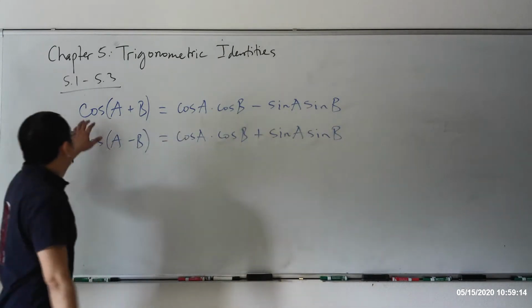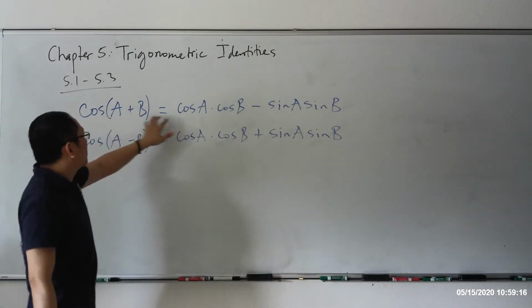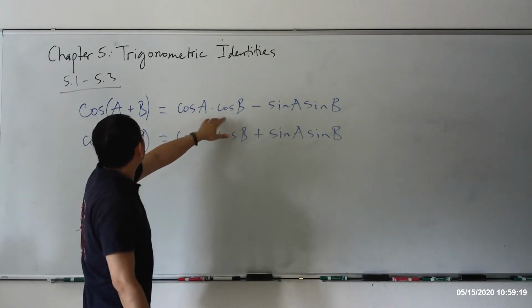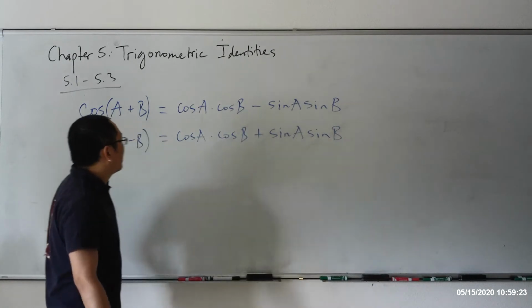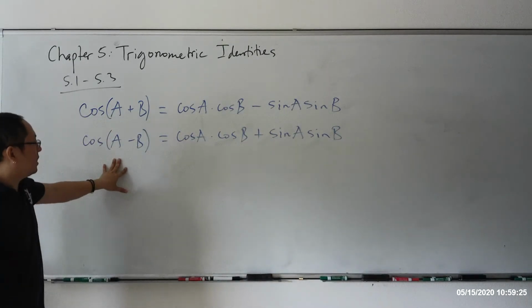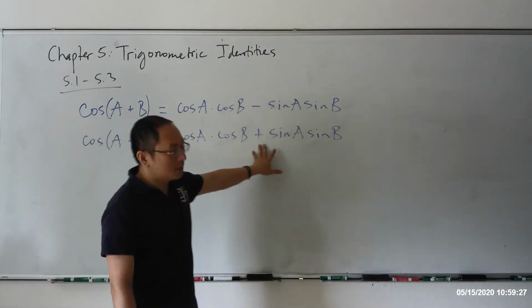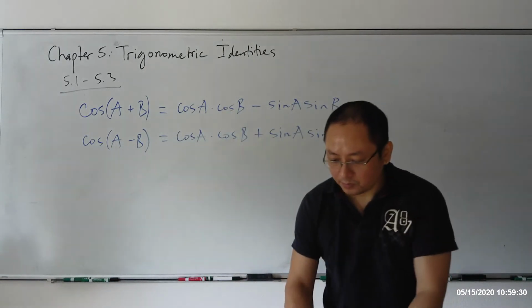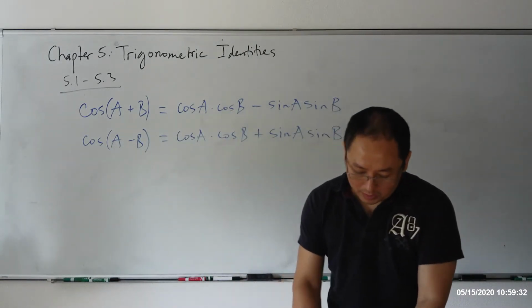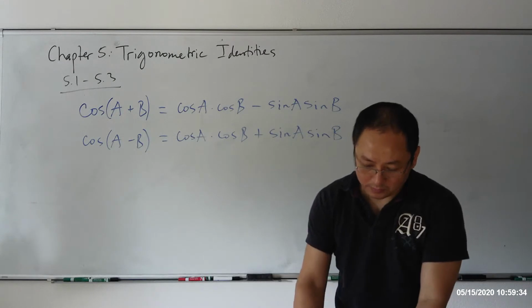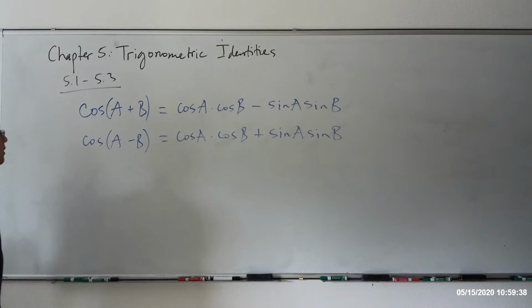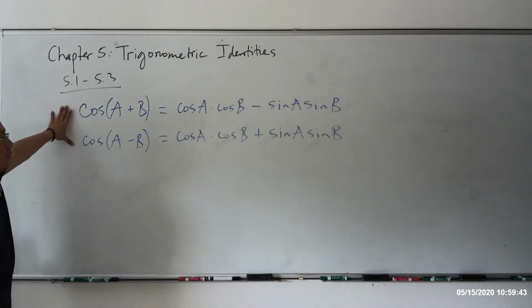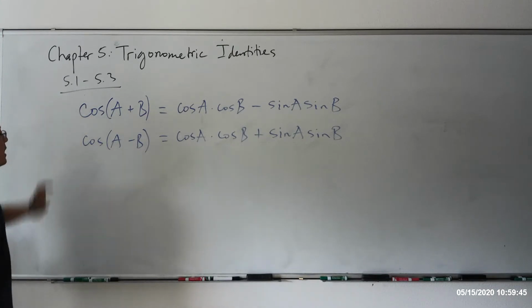So see here, for the cosine of the sum of two angles, if you want to break it down, it's cosine A cosine B, and then minus, change from plus to minus, sine A sine B. And for cosine of A minus B, you change to cosine A cosine B plus sine A sine B. Those are all the formulas that you will need to know in our video clip today for sections 5.1 to 5.3. This is all about 5.3, but we're going to extend this a little bit more.